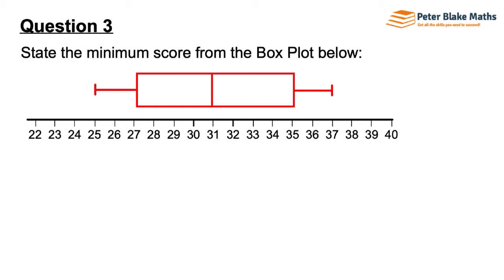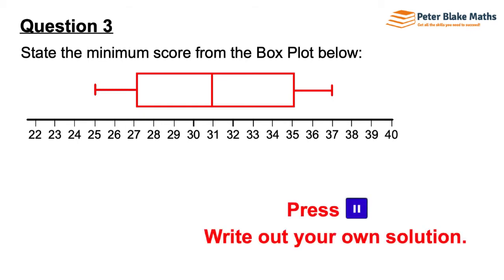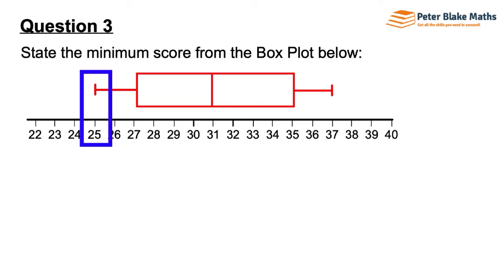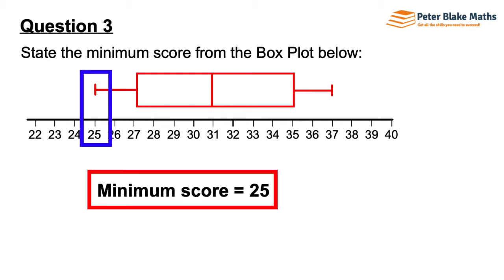Question 3. State the minimum score from the box plot below. The minimum score can be found by having a look at that final notch on the left, and that has a value of 25 here. Minimum score for that box plot is 25.